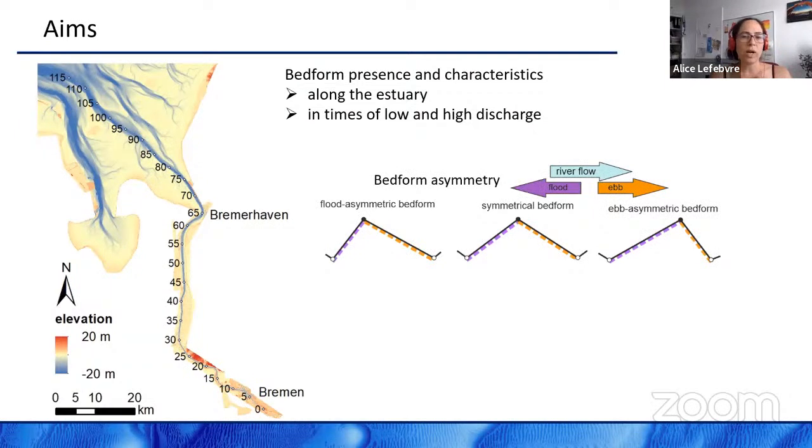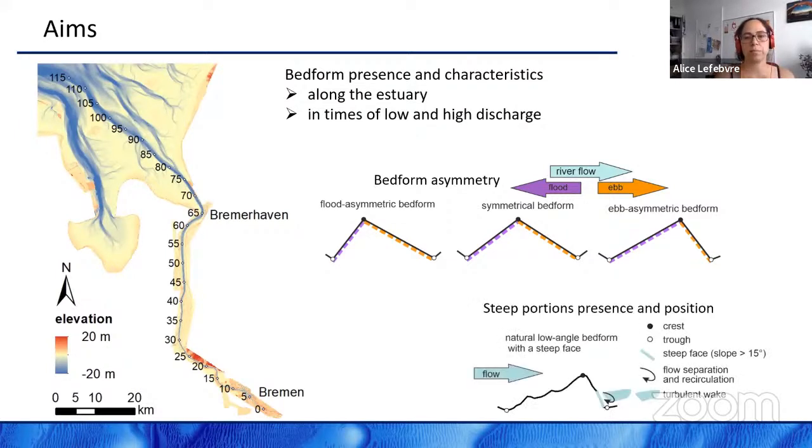And we were also quite interested in the bedform asymmetry. Until now, it was always assumed that the bedforms were all ebb asymmetric bedforms with their steep side on the ebb side. But we wanted to make sure that it was really so, because that has some influence in terms of calculating the roughness in the estuary. And especially I was quite interested in the detailed morphology of the bedforms, seeing if they have a portion which is steep enough so that we get flow separation and recirculation.